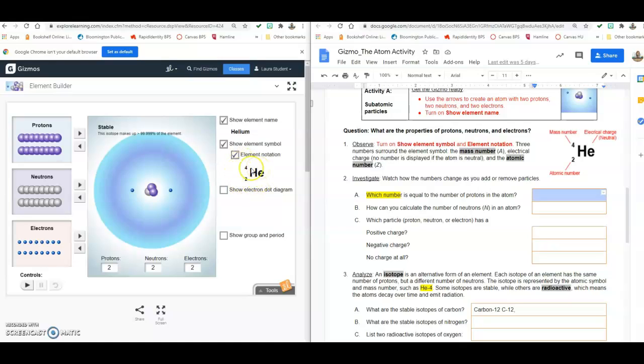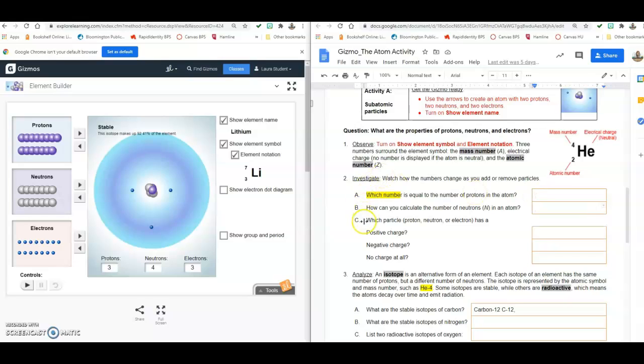Let's take a look at another element. Let's play around with this a little bit. If I add some particles here, now I see that I have 4 neutrons in this atom of lithium, and I have 3 protons. How can I calculate the fact that I have 4 neutrons from these 2 numbers? What can I do with these 2 numbers to get the answer 4? When you figured it out, type the solution into the box on 2A.